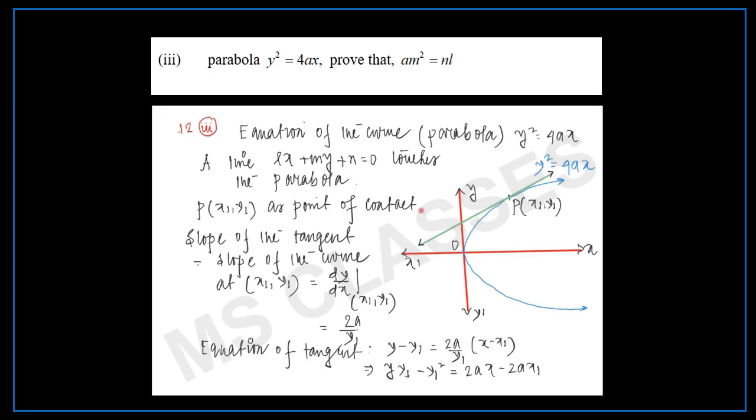Now x1, y1 is the point of contact, so it will satisfy the equation of the parabola. Since this point is lying on the parabola, it must satisfy the equation of the parabola. That means y1 square equal to 4ax1. We keep this as equation 1, and we say P(x1, y1) lies on the parabola, so it must satisfy the equation.